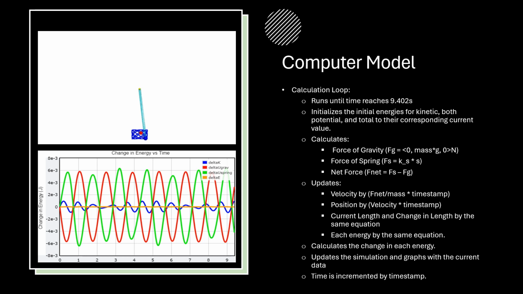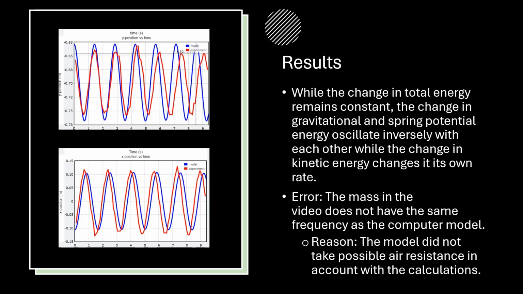It also updates the current length and change in length by the same equations used in the previous section, and the same is done for each energy. Then it calculates the change in each energy, including total. Then it updates the simulation and graph with the current data in the loop, and then time is incremented by the timestep.